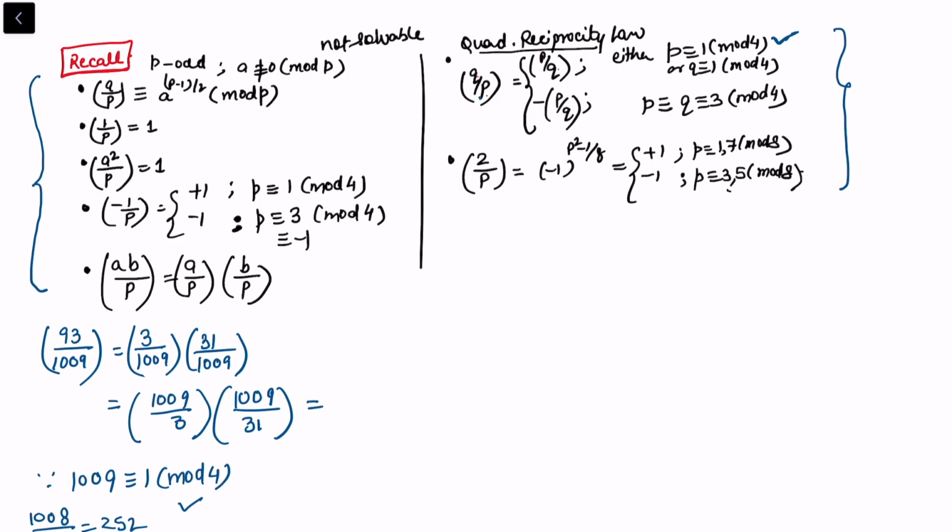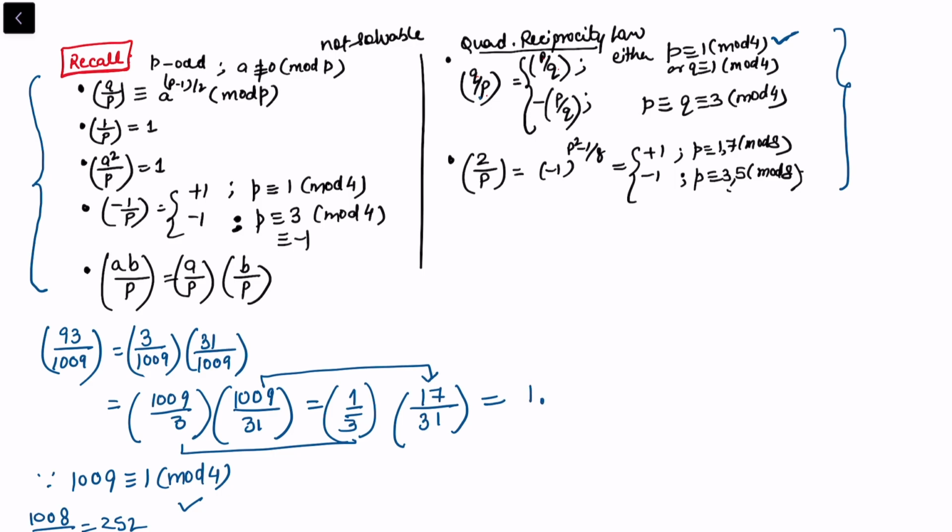We can see that 1009 is congruent to 1 mod 3. So we can replace the first with 1 by 3, and we can replace the second with 17 by 31, because 1009 is congruent to 17 mod 31. So I'm using the basic properties of the Legendre symbol. Now it is 1 by 3, and whenever you take 1 by 3, this is simply 1. And 17 by 31, we can further reverse it to 31 by 17, because 17 is again congruent to 1 mod 4. So this satisfies this property, and we can reciprocate. 31 is congruent to minus 3 mod 17.